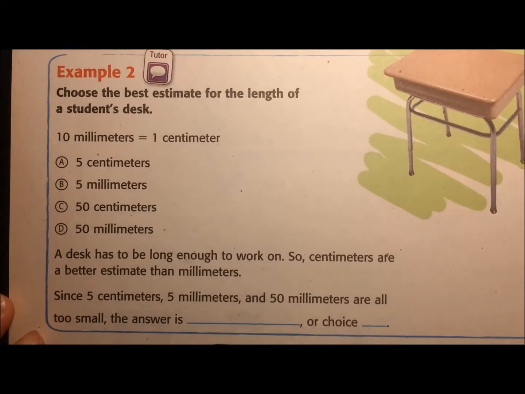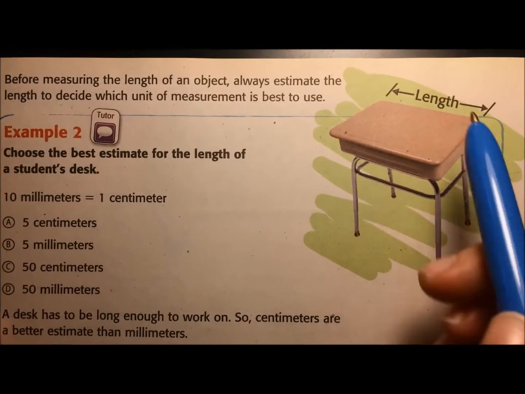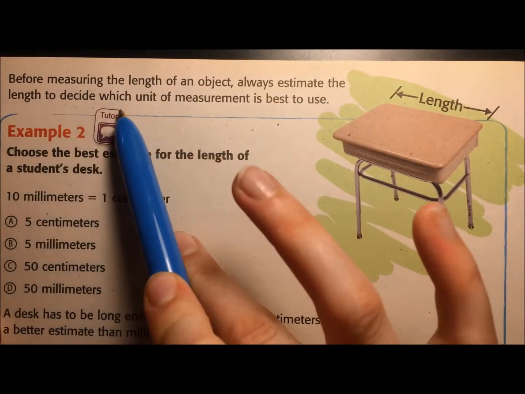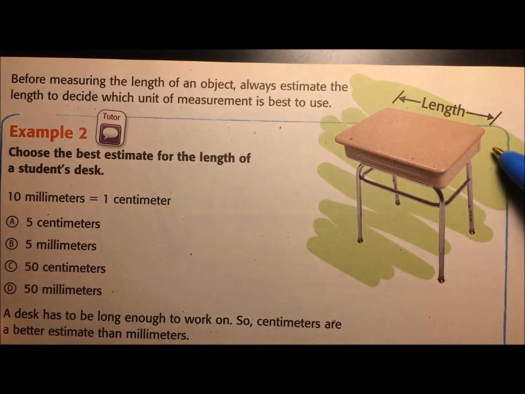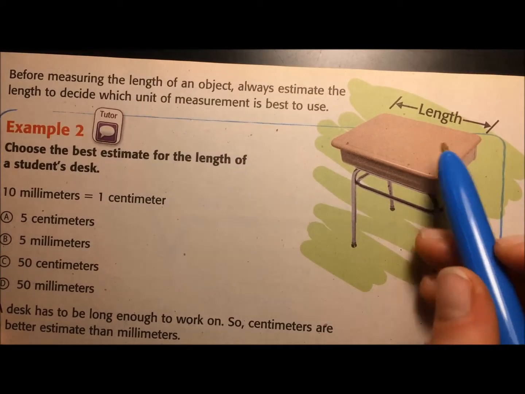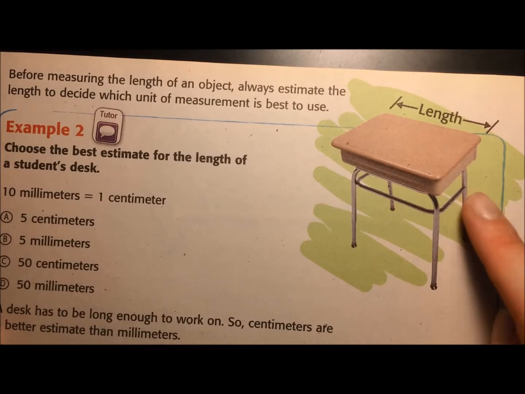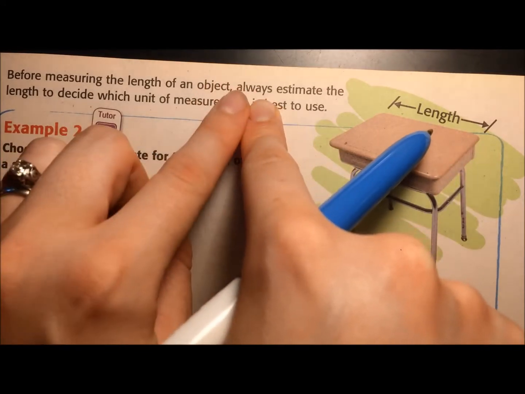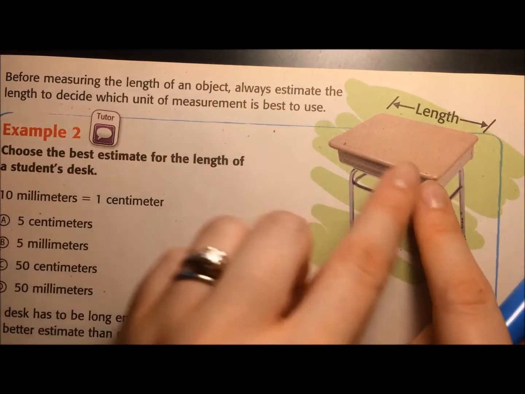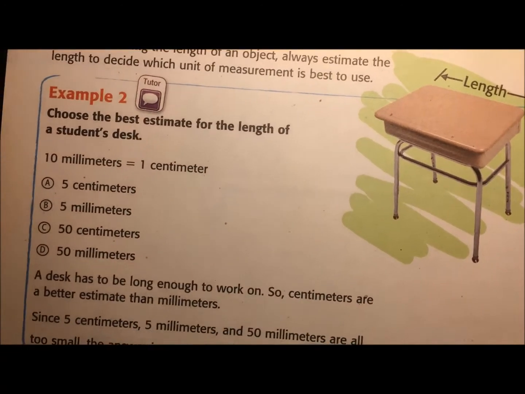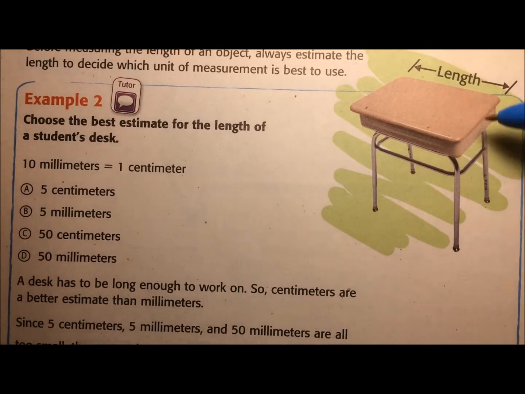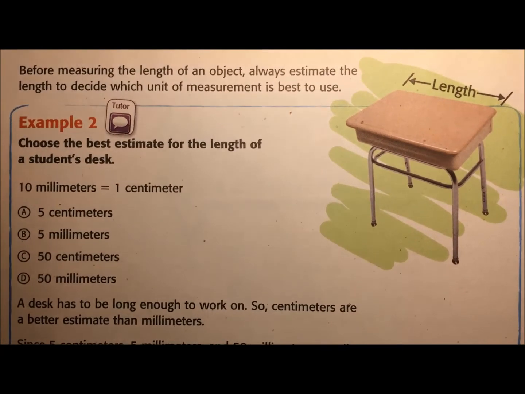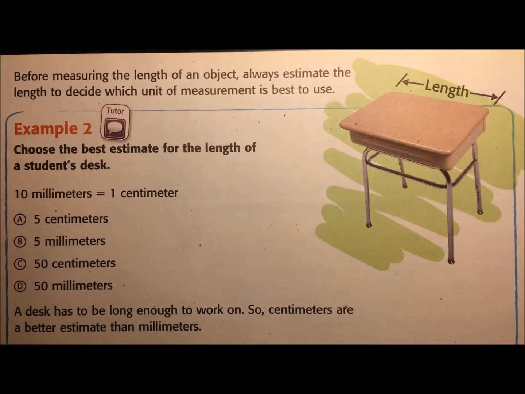Choose the best estimate for the length of the student's desk. So it's saying length this way. Before measuring the length of an object, always estimate the length to decide which unit of measure to use. Well, millimeter is super tiny, so that's out. Centimeter, yeah, that could work. That's kind of like what we did in class before when we did inches, so yeah, we could use centimeters. A meter, yeah, that's probably going to be pretty big. I would say it's not quite as big as a meter. Kilometer, no, wait, that's a really long walk. It's definitely not going to be kilometers.